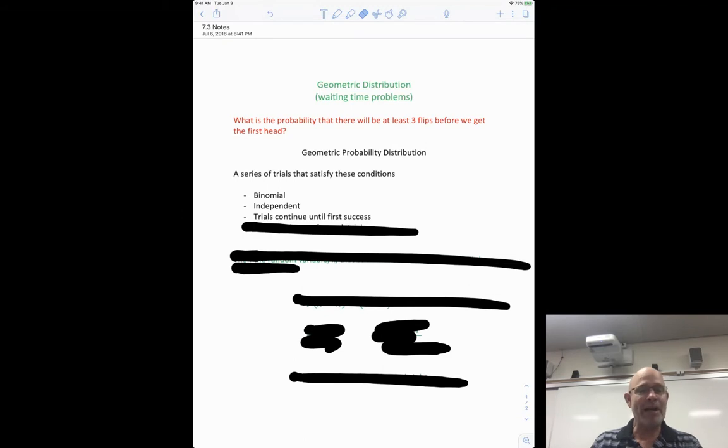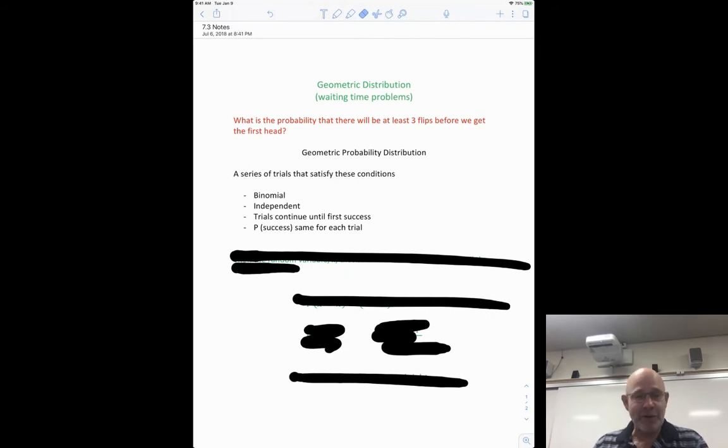So remember, in the binomial, there was a fixed number of trials. So in the binomial problem, we would say something like, what's the probability of getting 3 out of 8? In this case, we would say, what's the probability of having the first success on the 8th trial? A little different type of question. And then the probability of success is the same for each trial.